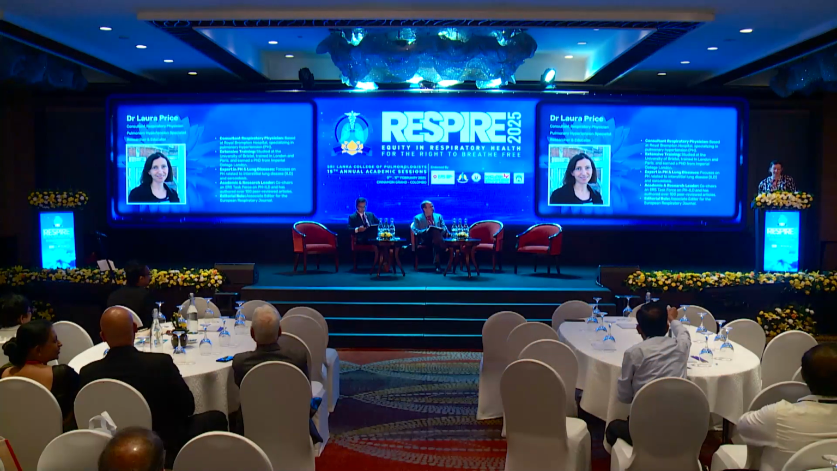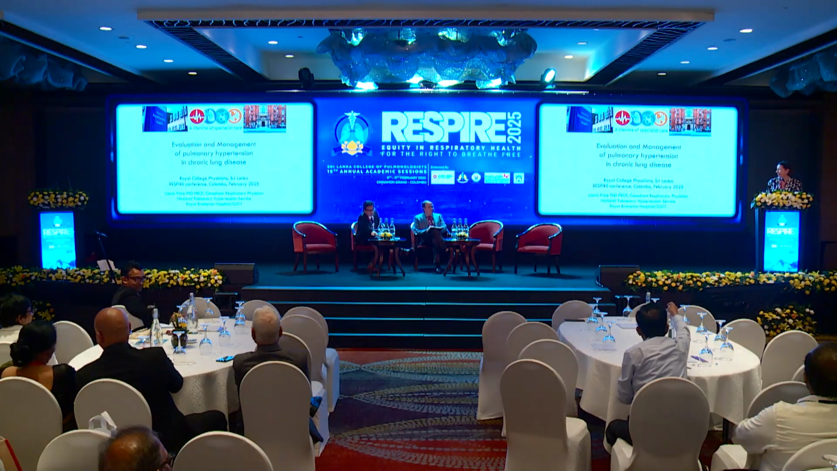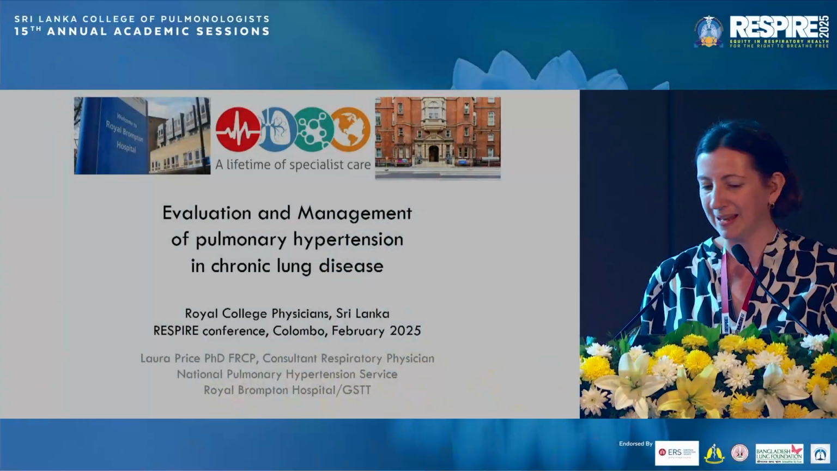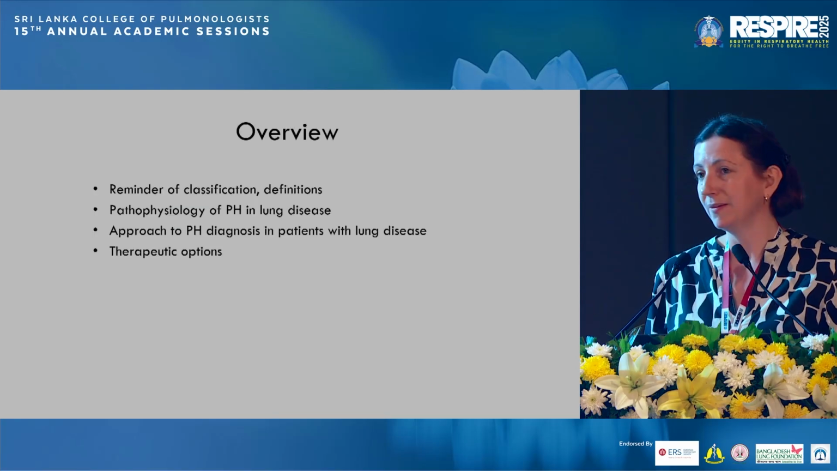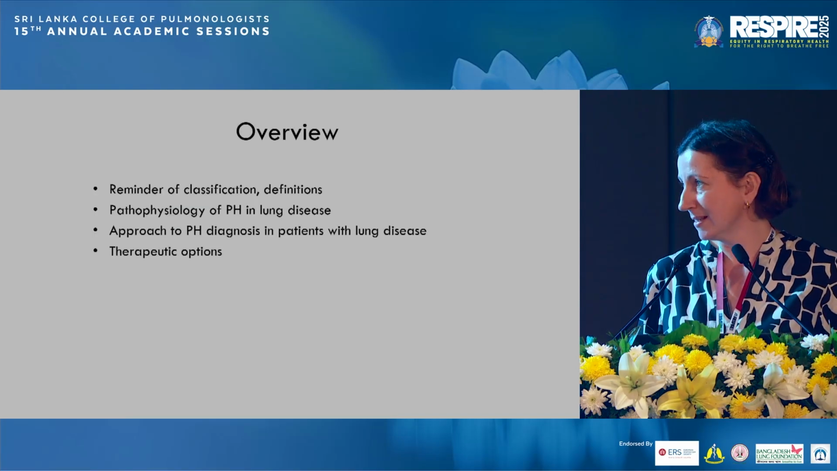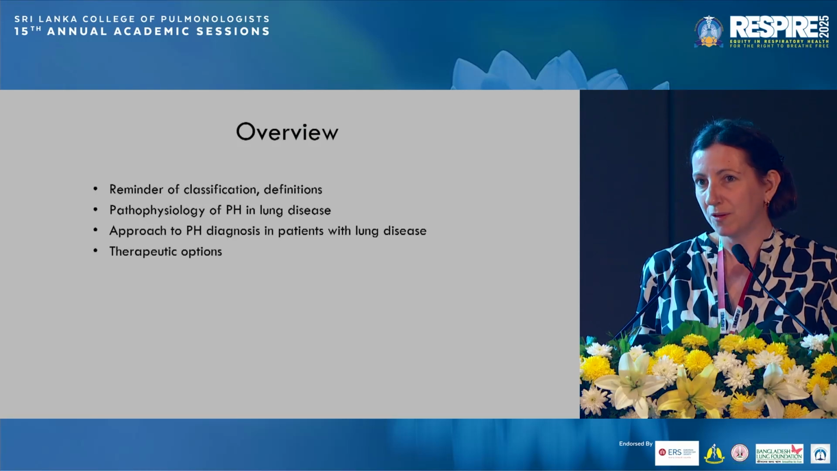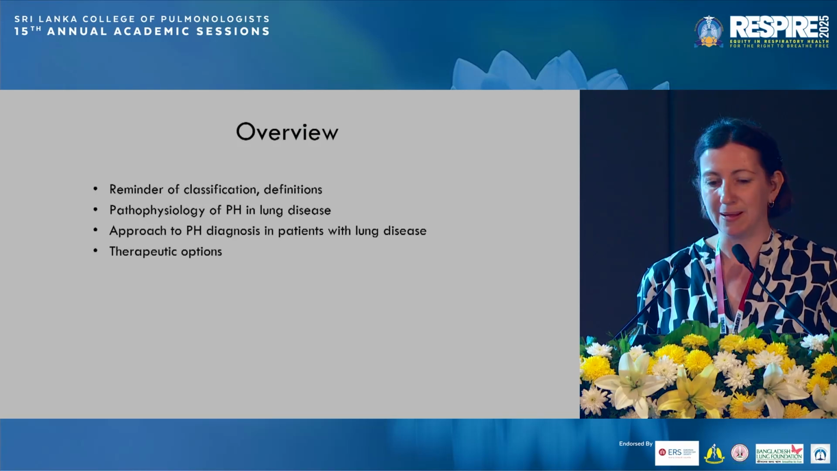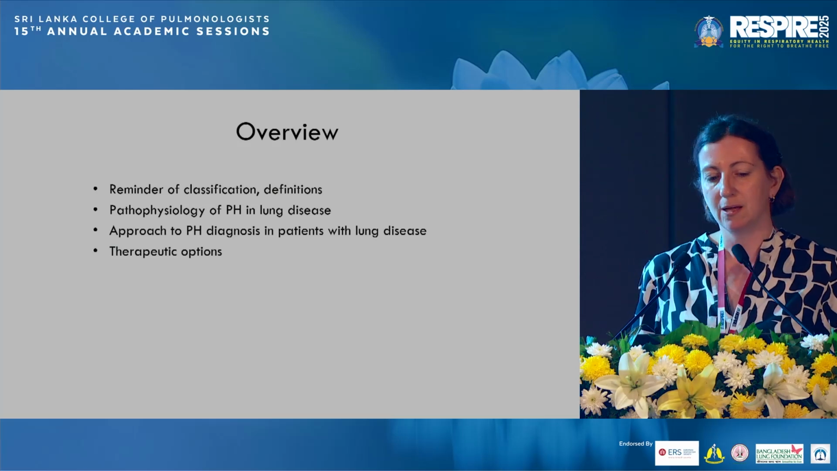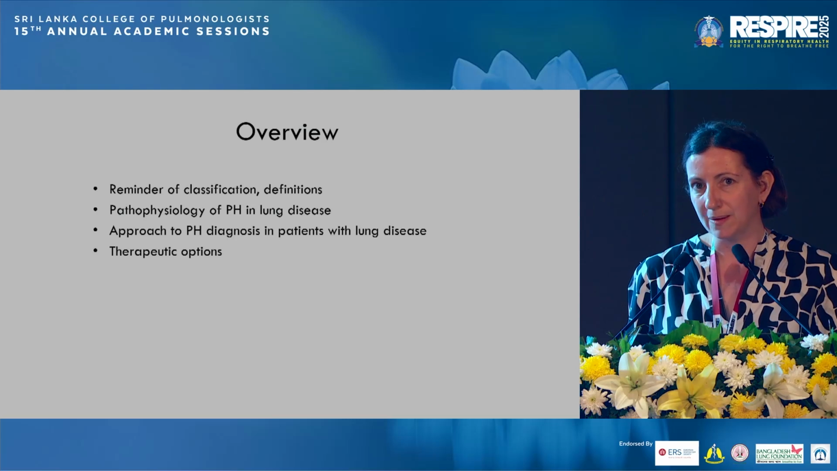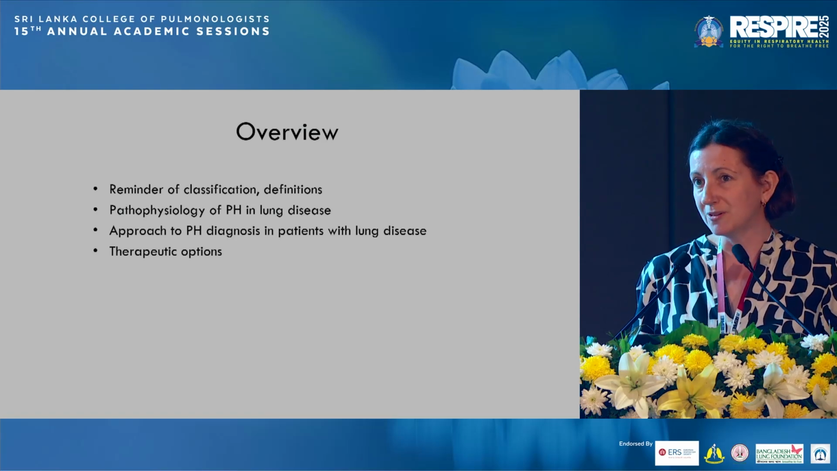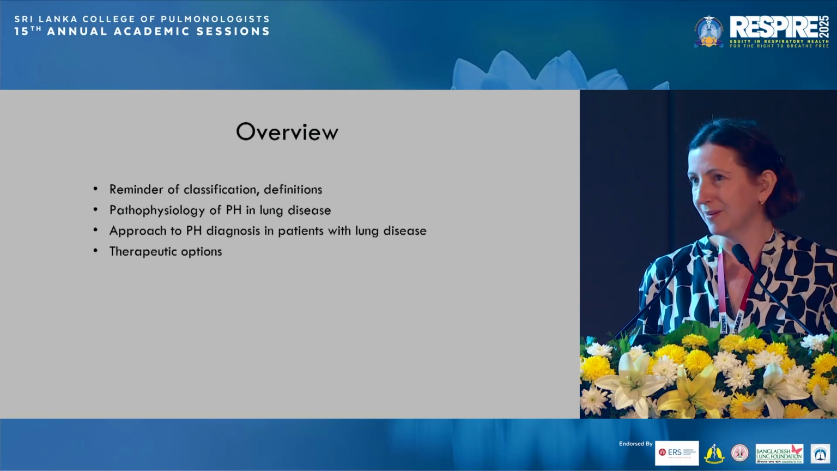Thank you for the really marvelous invitation to be here. I'm delighted to be here. We have 25 minutes and I've got quite a lot to say, so I will begin. I have some disclosures and the overview I'm going to talk about. This is group 3, so lung disease related pulmonary hypertension, of course, not touching on all the other important types, but maybe another year. So really, I'm talking about the classification of all kinds and thinking about what happens in pulmonary hypertension due to chronic lung disease, approaches to the diagnosis, and therapeutic options.